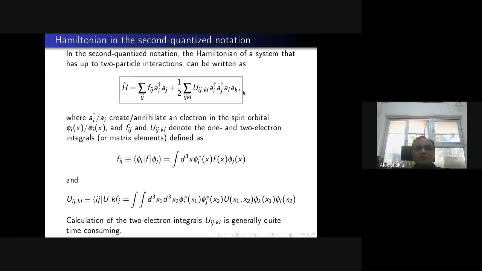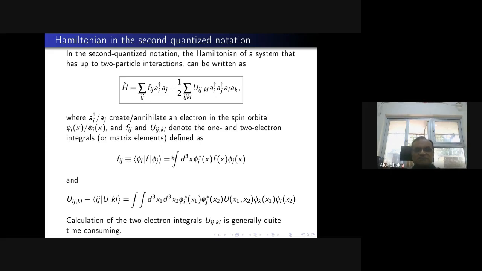Before going any further, let me introduce a second quantized notation, because at least in the context of coupled cluster theory, I'll be using it. I'll just state the main results. If you have a Hamiltonian which has just one- and two-particle interactions, made up of electrons or any fermionic operator, then the Hamiltonian can be written as what is given here on the board. The first term is the one-electron part, and the second term is the two-electron, or two-body, part. Right now I am keeping it general, but then I'll talk about the systems that we are interested in. F_ij and U_ijkl are called the one- and two-electron matrix elements, or integrals, respectively.